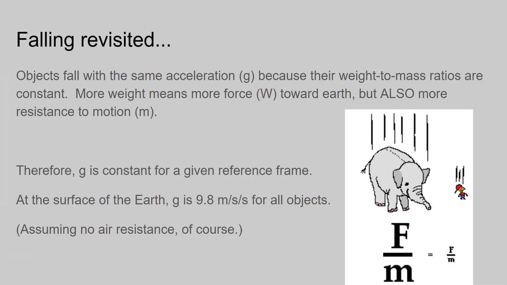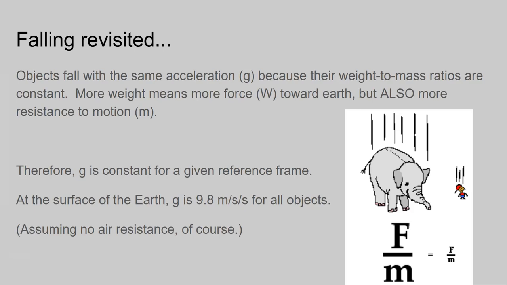Newton has a somewhat more sophisticated explanation for why objects fall with the same acceleration. The reason, as Newton would put it, is because the weight to mass ratios are constant. More weight means more force pulling toward the earth. Make no mistake about it. That elephant falling toward the earth is pulled to the earth with a much, much greater force than the boy is going to be pulled to the earth. However, the elephant also has a greater mass, greater inertia, meaning greater resistance to the motion. And those two effects cancel one another out precisely.